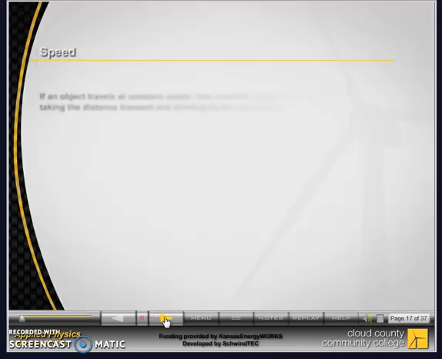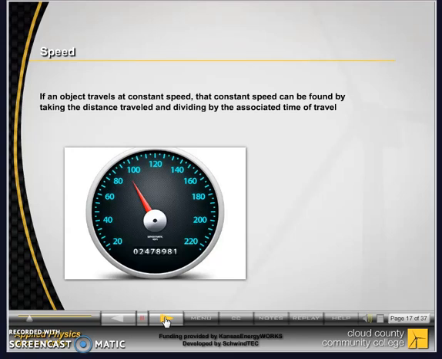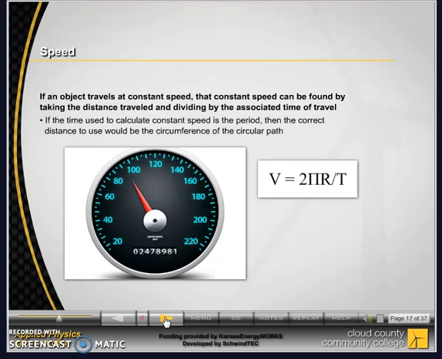If an object travels at constant speed, that constant speed can be found by taking the distance traveled and dividing by the associated time of travel. If the time that is used to calculate the constant speed is the period, or time to complete one circular path, then the correct distance to use would be the circumference of the circular path.